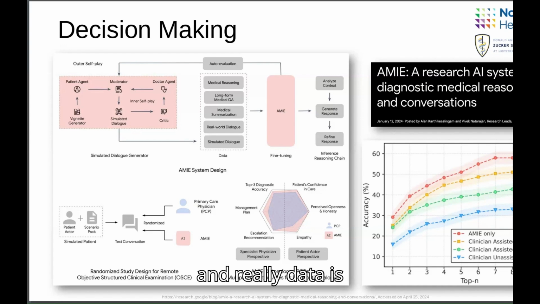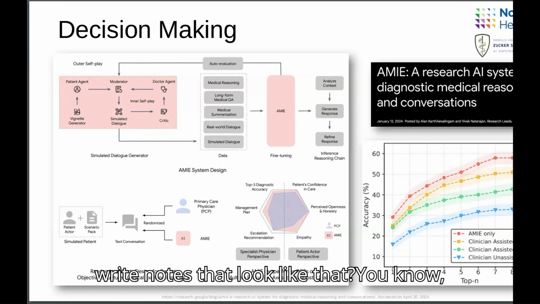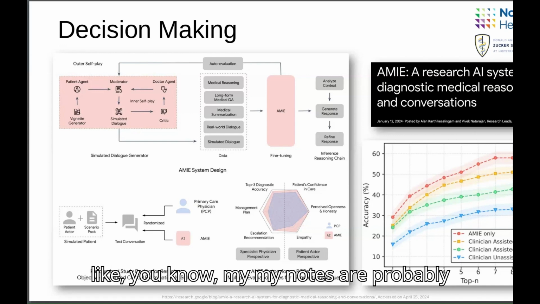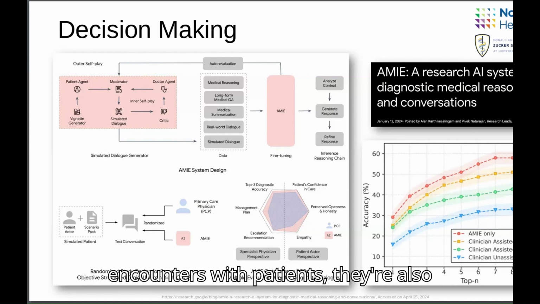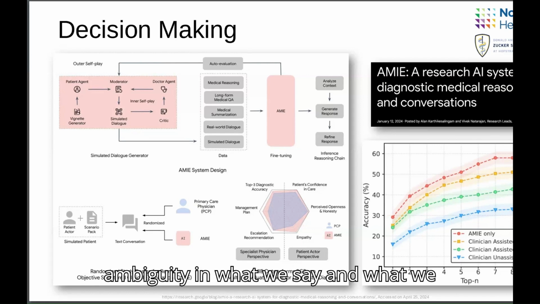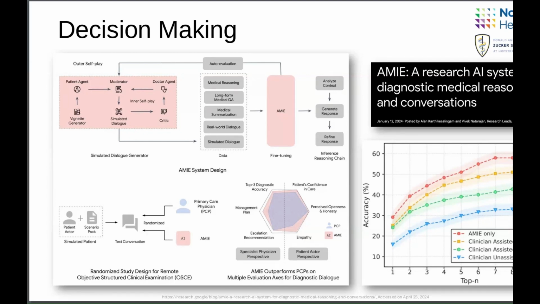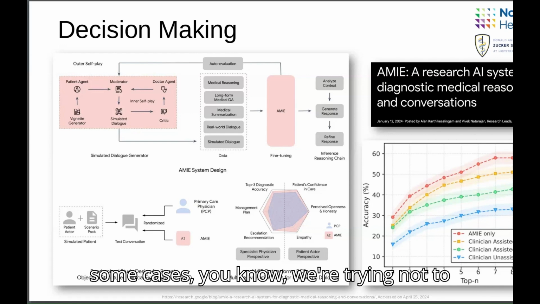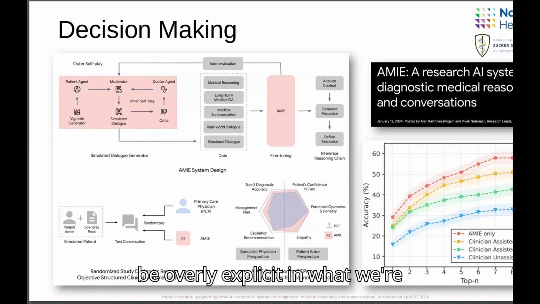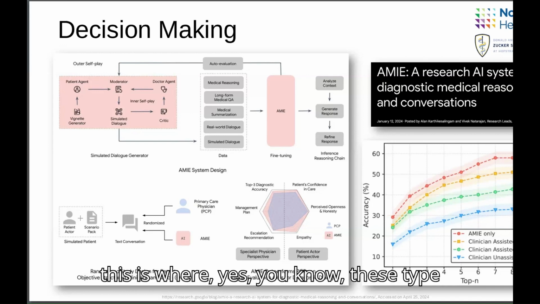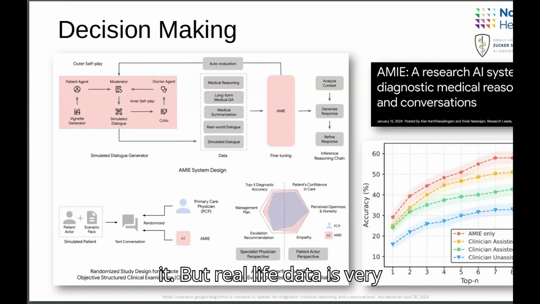And really, data is ultimately the Achilles heel of all these things, because OSCE type data, how many of us write notes that look like that? I'm going to be the first to say, my notes are probably not looking like that. Our encounters with patients are also sparse. There's a lot of ambiguity in what we say and what we write, and sometimes maybe that's on purpose, right? Maybe in some cases, we're trying not to be overly explicit. These models demonstrate feasibility, but real life data is very different from this type of training data. Still, it does show the potential for these systems to integrate with the current care systems that we have.